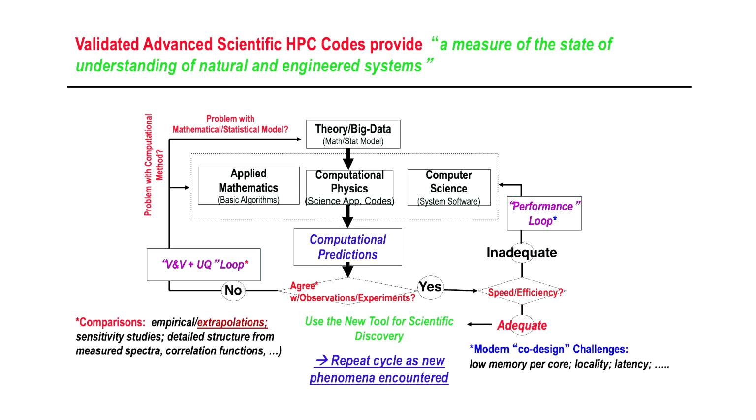The other side is the performance loop. That's the practical side of things. How long does it take? What's your speed and efficiency in doing these things? And this involves things like modern co-design challenges, like Thomas was mentioning. Also, basic sorts of things that you're always encountering: low memory per core, locality, latency, all these things that keep on evolving and changing. So you keep on going through both of these loops, the VVUQ loop and the performance loop.